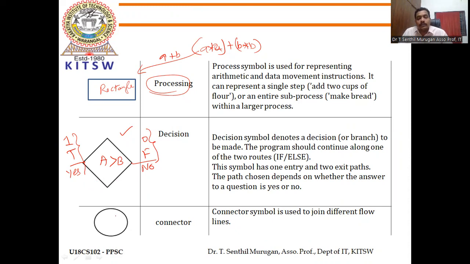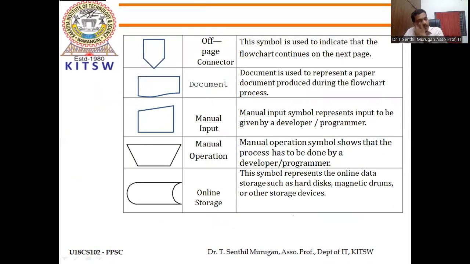Then the circle symbol is used as a connector. The connector symbol may be used to join different flow lines. This is the off page connector. This symbol indicates that the flowchart continues on the next page. This represents a document, used to represent the paper document produced during the flowchart process. Normally for input output operations we use the parallelogram, but if we use this box, it represents manual input.